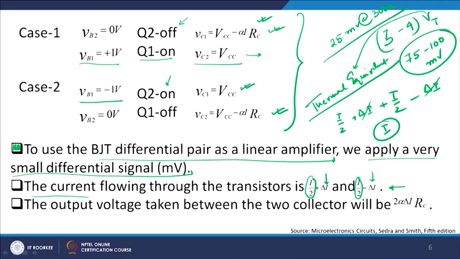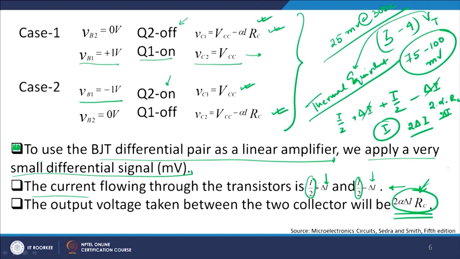And therefore, if you want to take the output, you will get 2 times alpha times delta I times RC. Why will you get 2 times alpha? The reason being, if you subtract the two currents, I by 2 plus delta I and I by 2 minus delta I, the I by 2 cancels out, and I get 2 delta I. So, I get 2 times alpha times RC times delta I, and I get this much as the output.